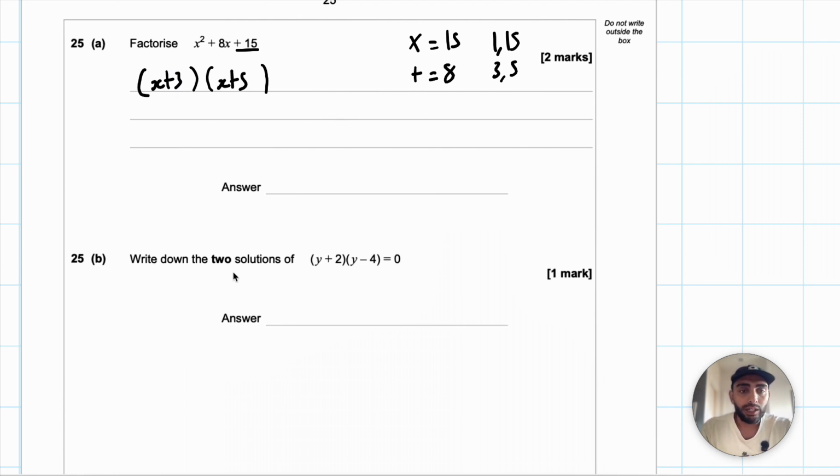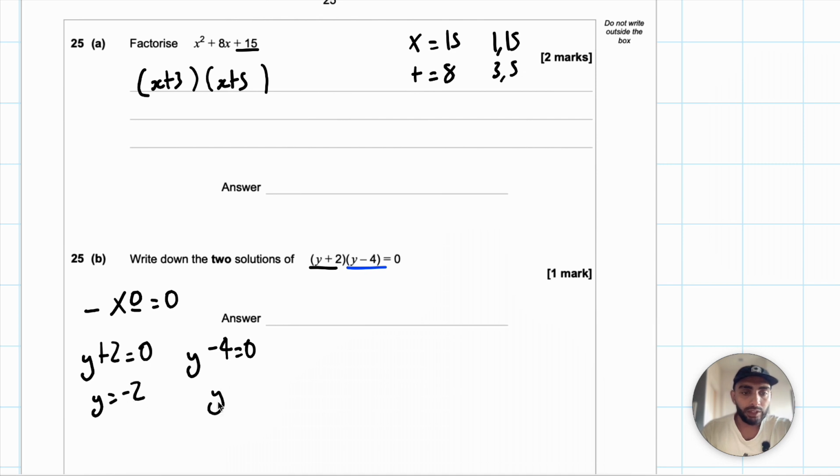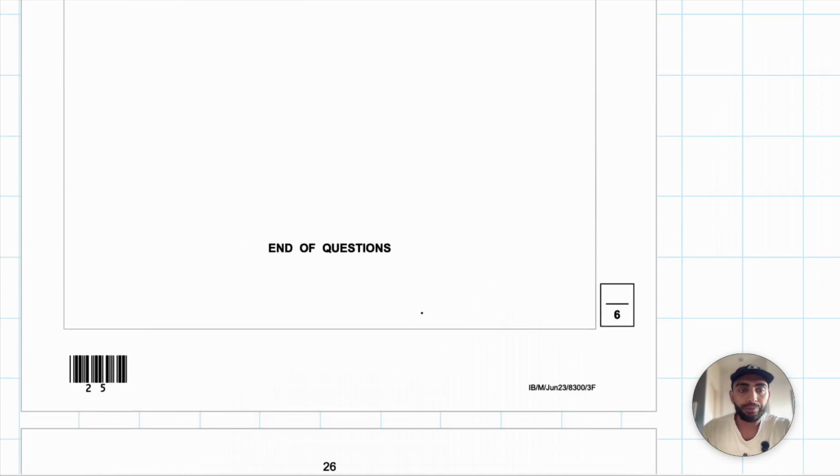Part B, write down the two solutions of y plus 2, y minus 4 is equal to 0. Right, now this is saying I've got two numbers that are being multiplied to give me 0, and that means one of them will have to be 0. So I'm going to make this one equal to 0, and I'm going to make this one equal to 0, and I'm going to solve it. Y plus 2 is equal to 0, and y minus 4 is equal to 0. When you get good at this, you won't need to do this step, but for now I'm just going to show you how to do it. So y is equal to negative 2 or 4.